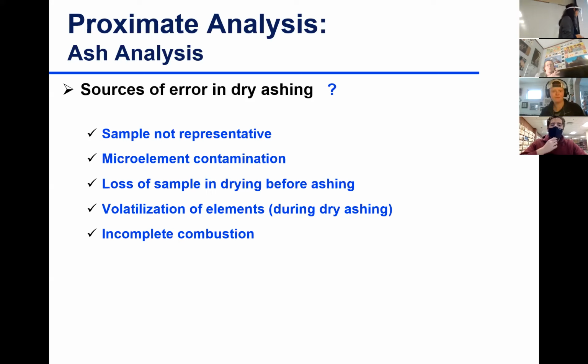Talked about volatilization, incomplete combustion. I think we talked about it earlier. When your ash is dark in color, most of the time that means you still have organic substances there that have not been ashed properly. That causes an overestimation of your ash. So you're potentially assuming that you have more ash than there is if the sample was not completely combusted.